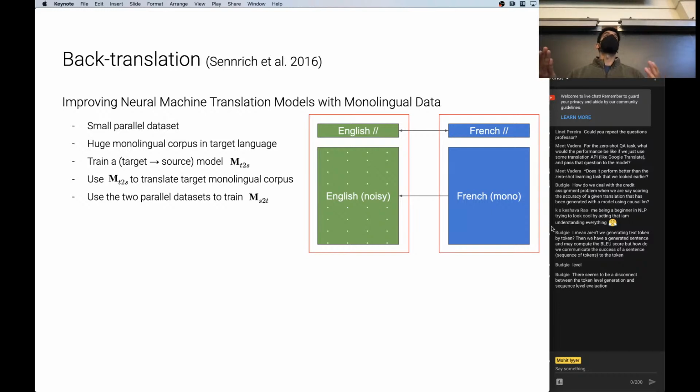This is also a very useful strategy for data augmentation. So if you have a limited data set in whatever task you want, you can use back translation to get a bunch of paraphrases of your original data set that you can use to train your model.